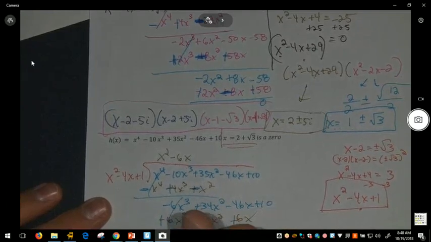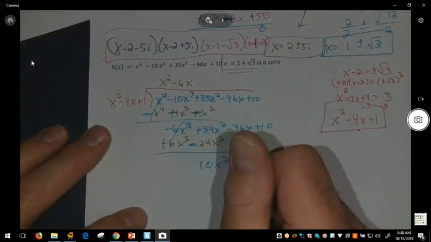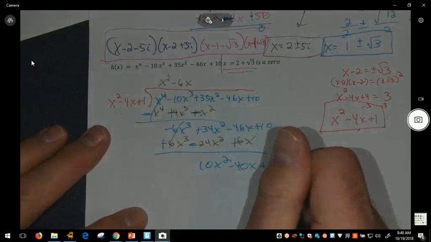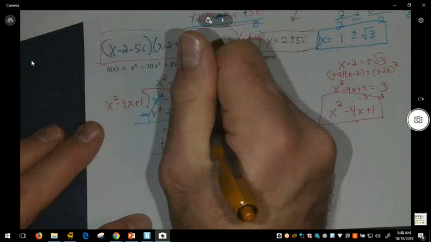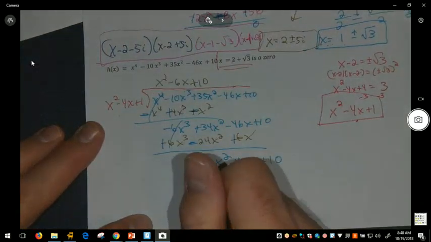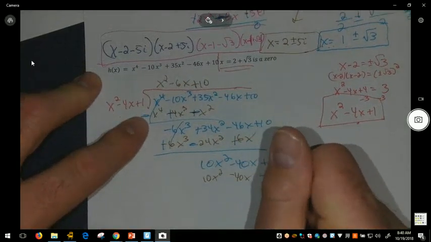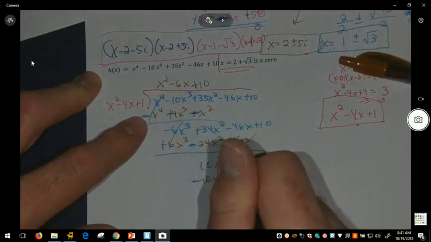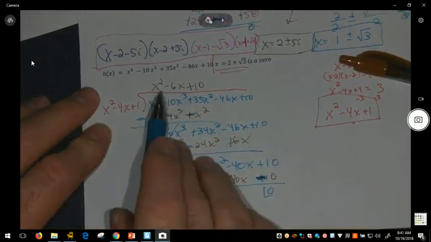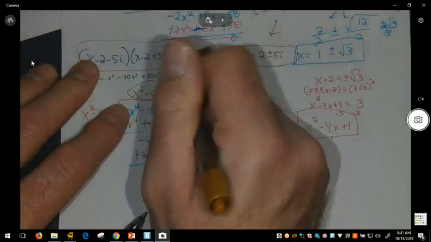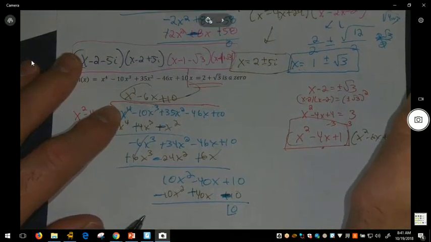This one goes away. We're left with 10x squared minus 40x plus 10. To get to 10x squared, we need to multiply by positive 10, giving us 10x squared minus 40x plus 10. When we change the signs, we get a remainder of 0. So this is our other irreducible factor right here. Our other irreducible factor is x squared minus 6x plus 10.